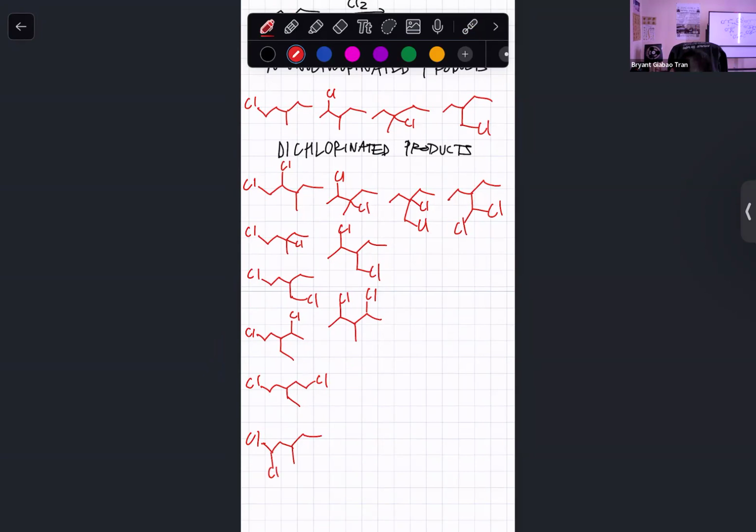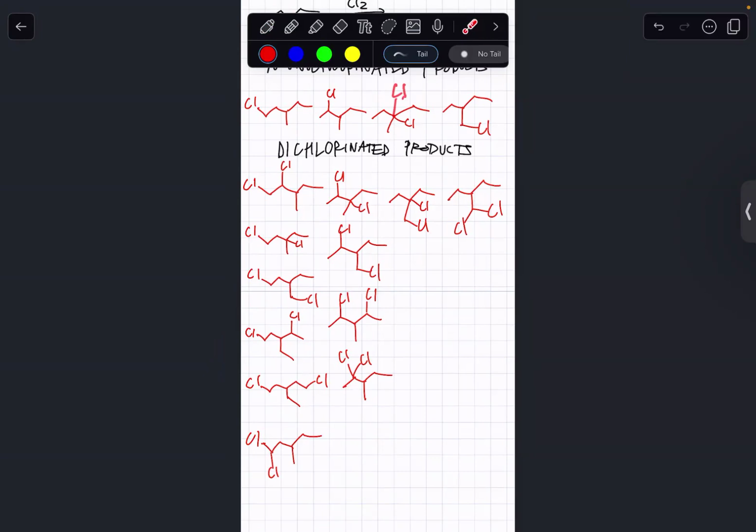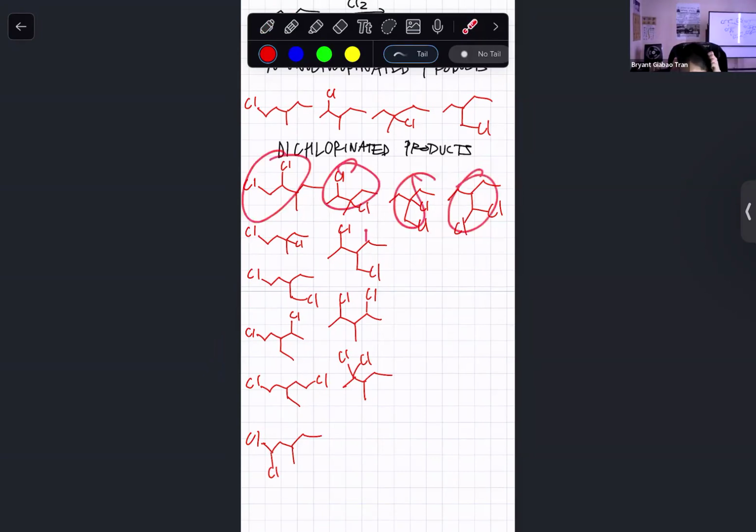That one. This one. This one you can't do that. You can't add another chlorine on that same carbon because that's going to break the octet rule. But you can do this. So it should be 1, 2, 3, 4, 5, 6, 7, 8, 9, 10, 11, 12. Try 12 and let me know if that works on the Achieve homework. Okay.